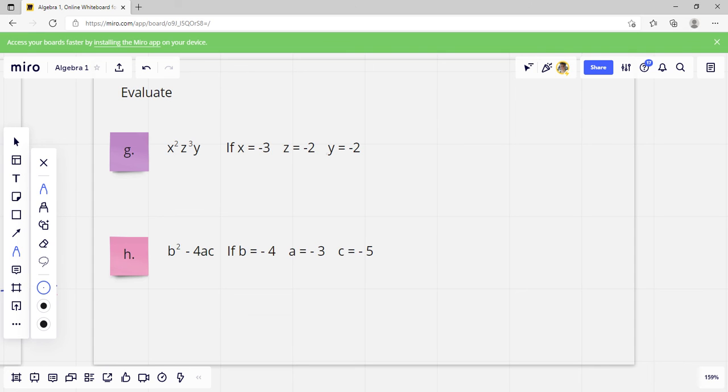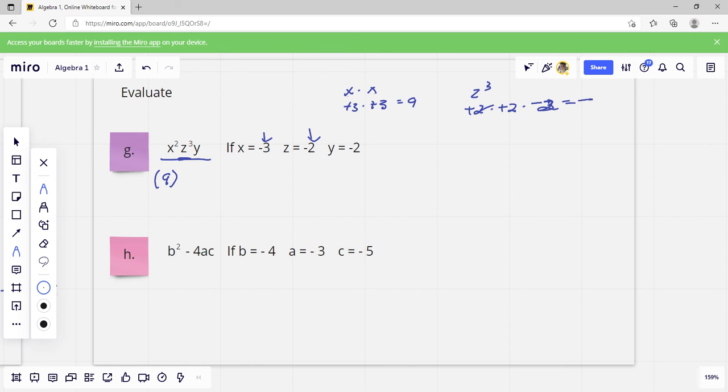Alright, x squared z to the third y, if x is negative 3. So I'm going to be multiplying all three of these together. Okay, so I have a value for x squared, which means x times x, and x is negative 3, so I need negative 3 times negative 3, which is going to be positive 9. So my x value is 9. Then I'm going to multiply that times my z value, which is z to the third. So that means I'm going to have z, which is negative 2, 3 times. 1, 2, 3. Those cancel. I'm going to end up with 2 right there.